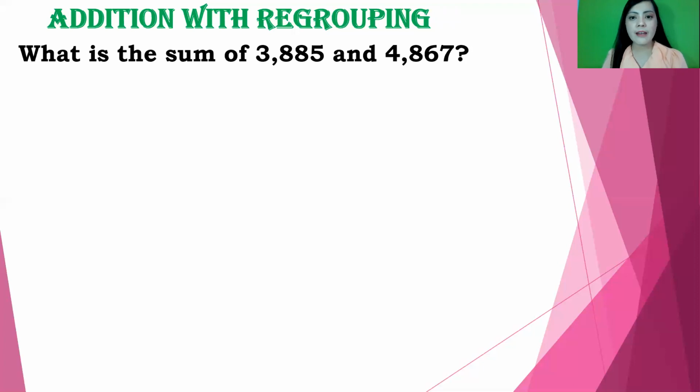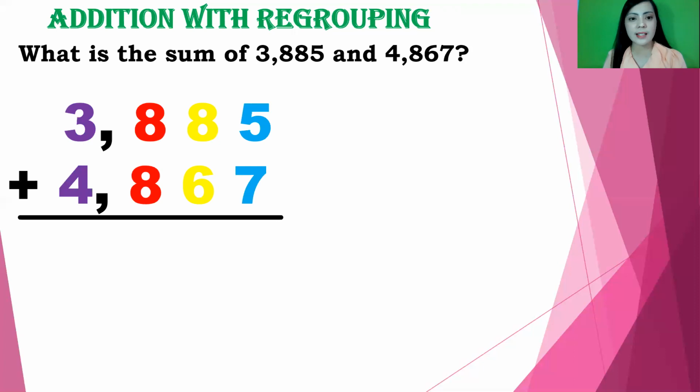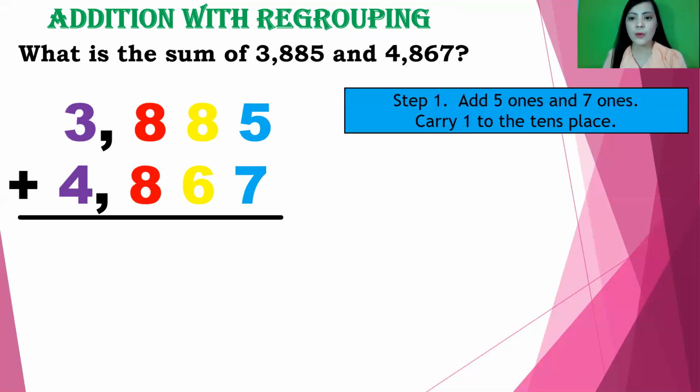Next question. What is the sum of 3,885 and 4,865? Just follow the rule, align the numbers according to their place value, right? So this time around, it's quite difficult. 5 plus 5 is equal to 10. So we cannot put 10 right there. So what are you going to do? Carry 1 to the tens place. So the 1 there is already in the tens place.